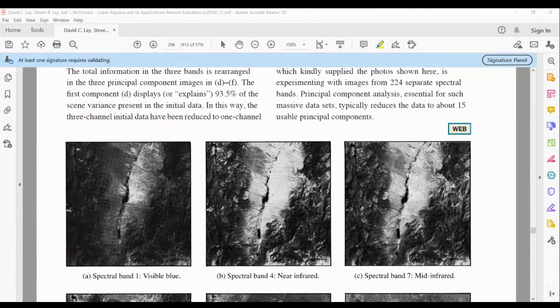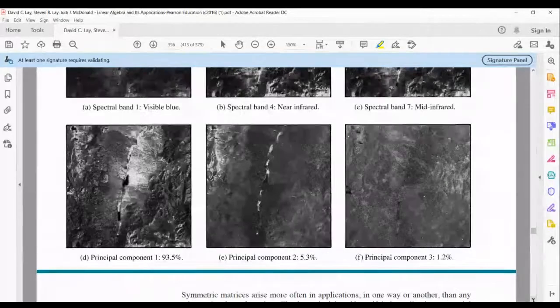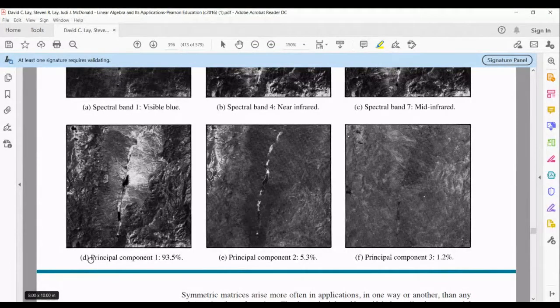So sometimes what you can do is you can break up the information for an image into important components. That's called principal component analysis, and optimization is needed for that. So what they do here is they have the image of this valley, and in part D they have principal component 1, 93.5%. Again, we just don't have time to cover it, but it's in section 7.5. You're welcome to look at it on your own. Applications to image processing and statistics.